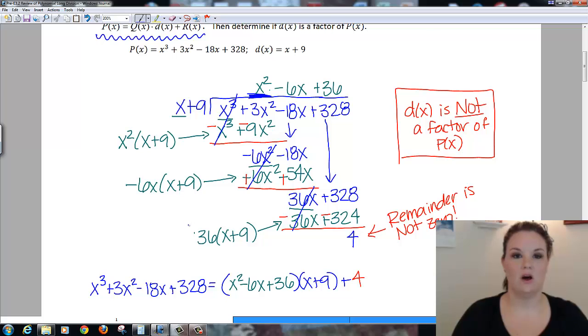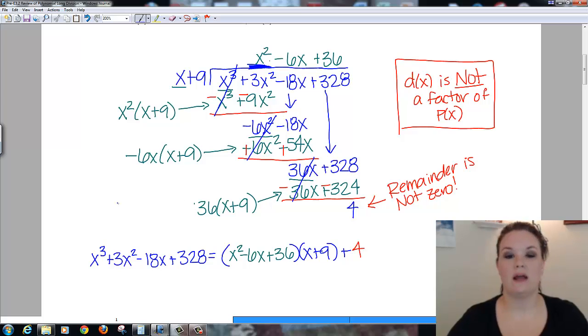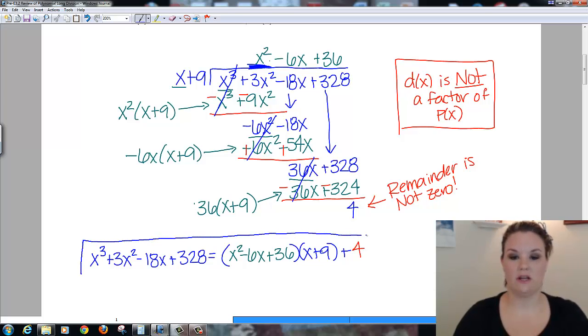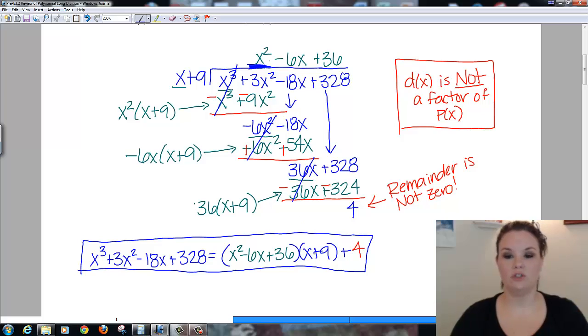Okay, so all I'm doing is doing my long division. If I get a 0 remainder, then it is a factor. If I get a remainder that's not 0, then it's not a factor. And then I want to write out my original polynomial in terms of what I just figured out. So I just figured out that my original polynomial is the same thing as my quotient times my divisor plus 4, because 4 is my remainder.